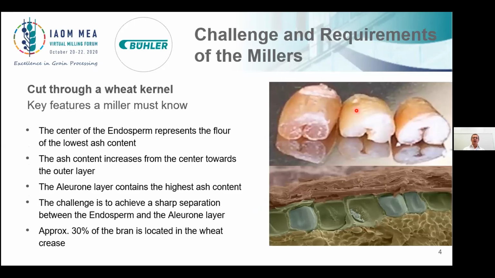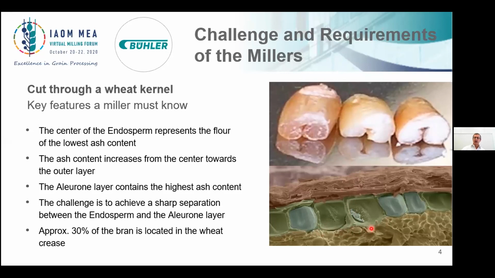The center of the endosperm represents the flour with the lowest ash content. This is important while designing the flow sheet. The ash content increases from the center to outside, and the aleurone, what we just learned, has the highest amount of minerals, of ash. Now, the biggest challenge is to separate aleurone from the endosperm. This is where we look in this picture in between here. Nature has not helped us. It would be easy to separate epidermis cross cells, but it's not like that. It is just here in between.